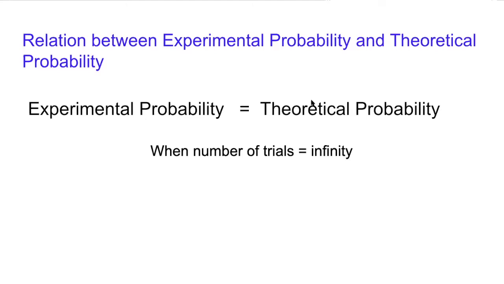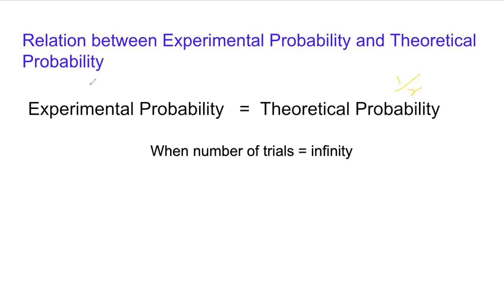So for example, with the coin toss, what was the theoretical probability of heads? It was 1 by 2. Let me write that down. So theoretical probability was 1 by 2. Experimental probability, we got several values. If we do it only 5 times, one person got one thing, another person got another thing. We are not getting 1 by 2 because only if you perform the experiment infinity times will you get the experimental probability equal to theoretical probability.